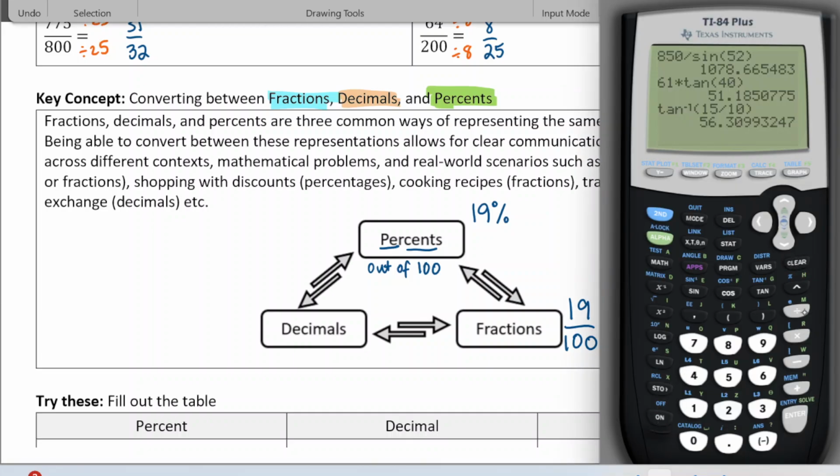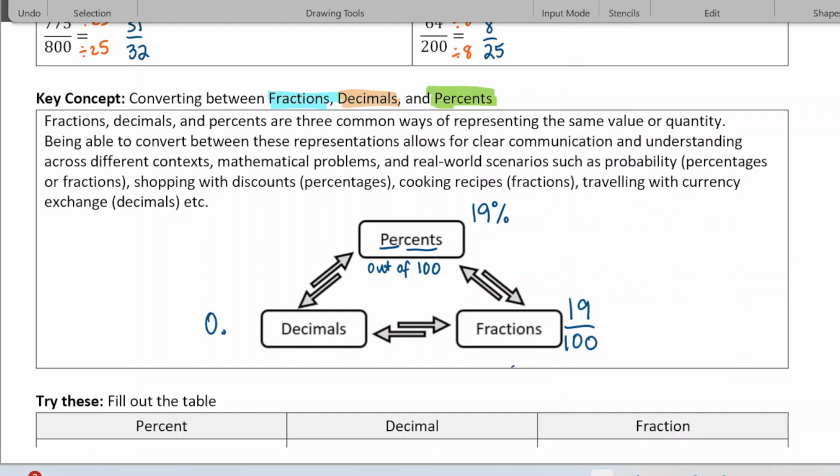I'm going to turn it on here. 19 divided by 100, and you get 0.19. The other way to think about it is when you divide a number by 100, it just moves the decimal place 2 spots over. So that decimal means 19 hundredths, or 19 out of 100. So those are just 3 ways of writing the same number.